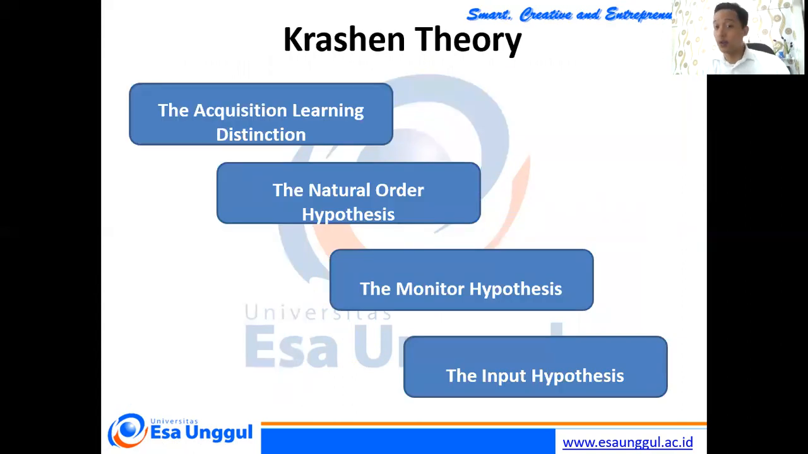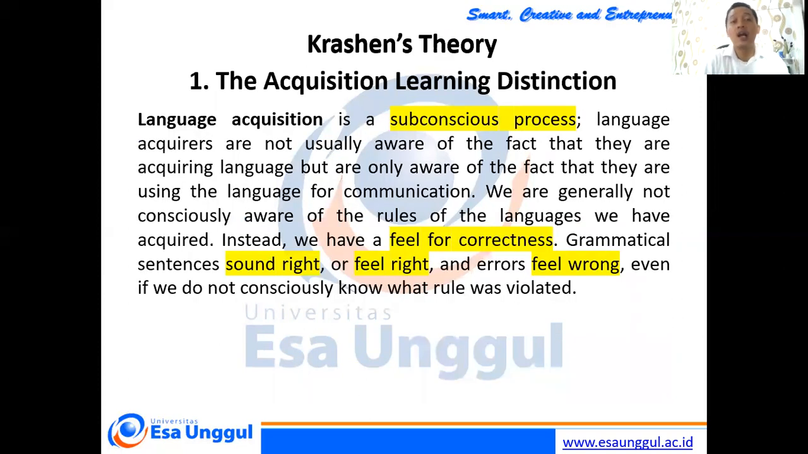While based on creation theory, there are some hypotheses. Number one is the acquisition-learning distinction, then the natural order, the monitor, and the input. We're going to discuss them one by one, starting from the acquisition-learning distinction. It's the difference between language acquisition and learning.